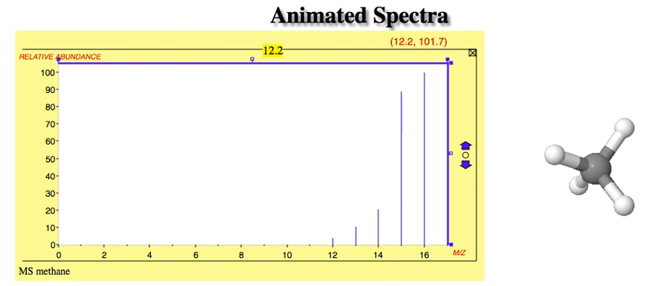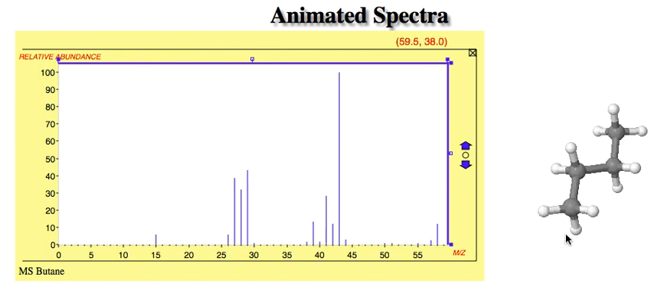Now, this is kind of a boring one, so let's get a little bit more interesting. This is butane, and it's a larger molecule. And way out here, we have a peak at 58. This is our parent peak, and you see it's not very tall. A lot of this over here is going on. But this is our parent peak at 58.